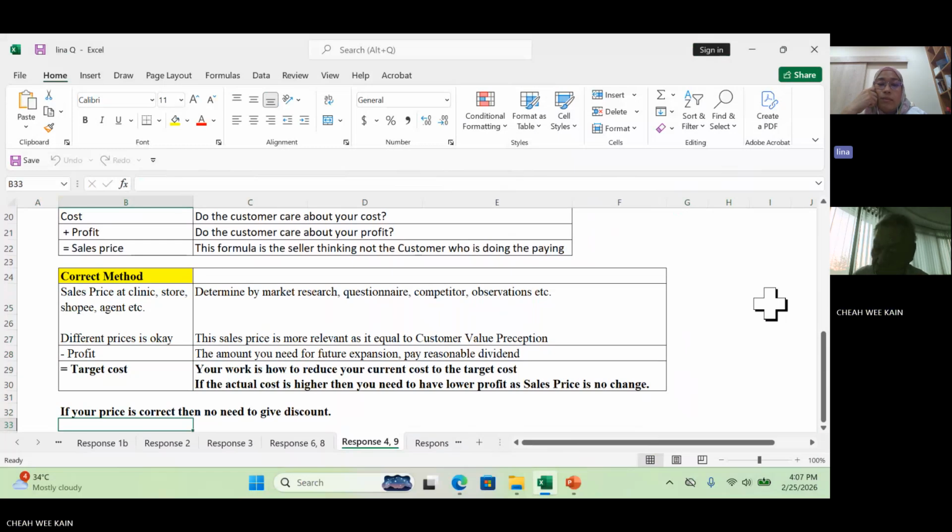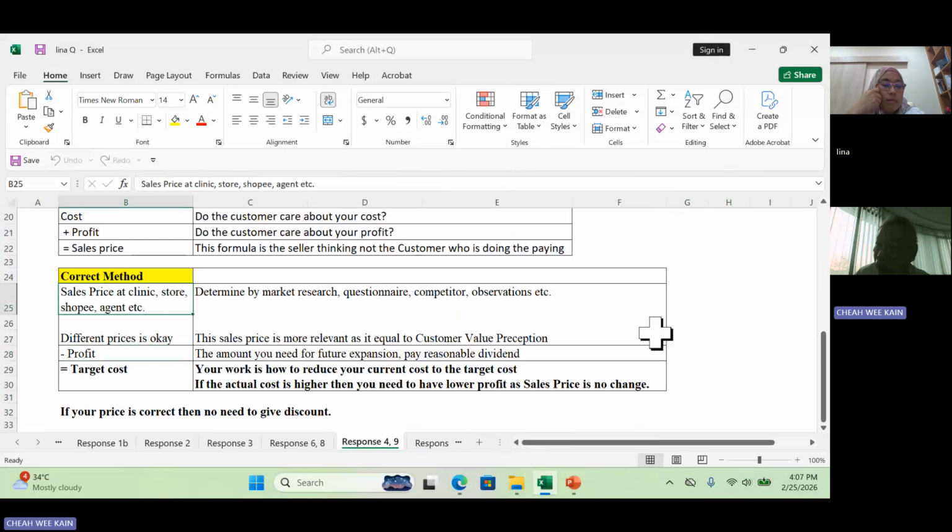Okay? You can classify to maybe a senior citizen discount. That is understandable. But if you give discount to increase your sales by reducing your price, that works against you. Because your profit will be affected. If your price is correct, you don't have to give discount. That's the key point.